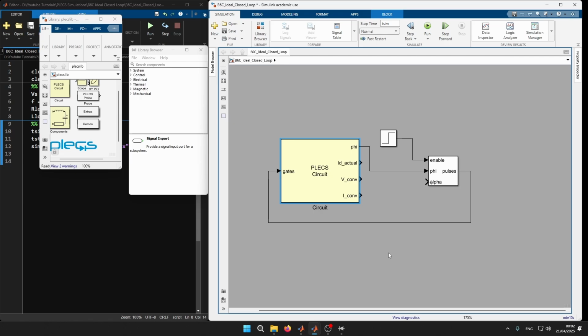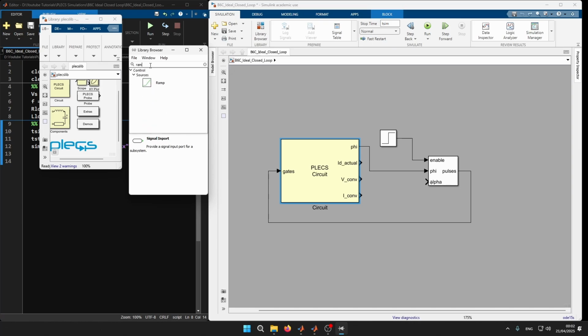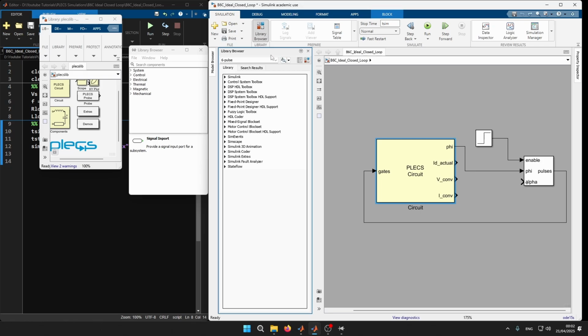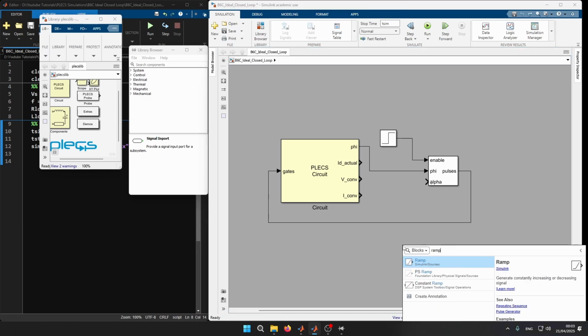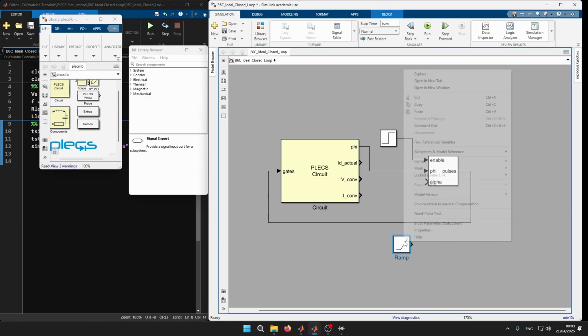Let's now build a reference current first. So for my purpose of closed loop control design, I will take a DC load current with a certain ramp. I will define it here. So let's start with a ramp. Since I am in MATLAB environment, I can also type it here. Ramp, take this ramp, and I would like the simulation to look a little tidied up.